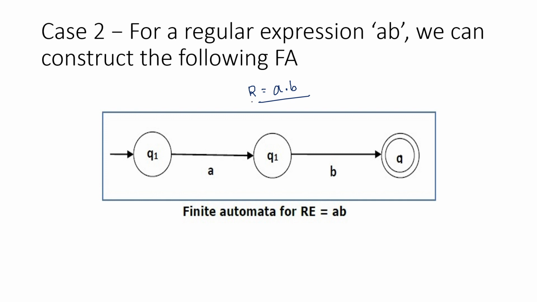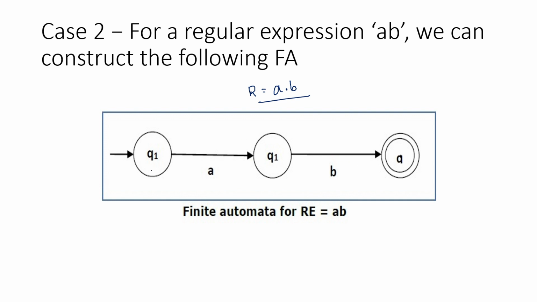And what does it mean? That if the string comes in this form, then the machine should accept it. How will the machine accept? The machine has to ensure that there is only one A which is followed by only one B, and that's why we have designed something like this.